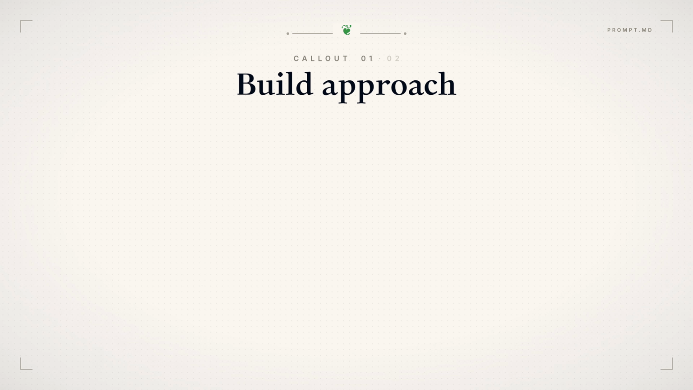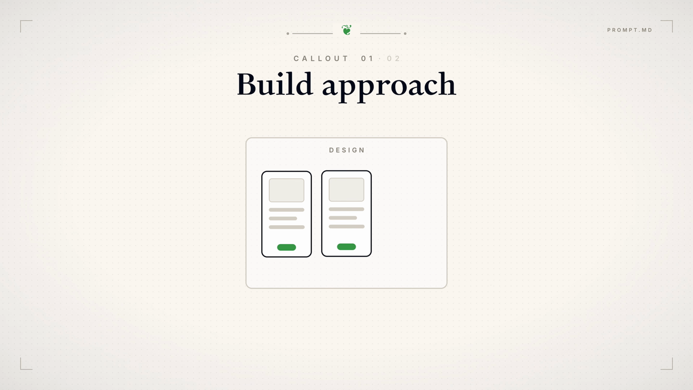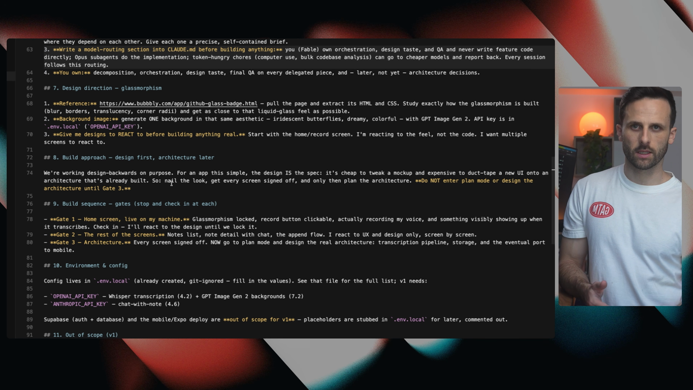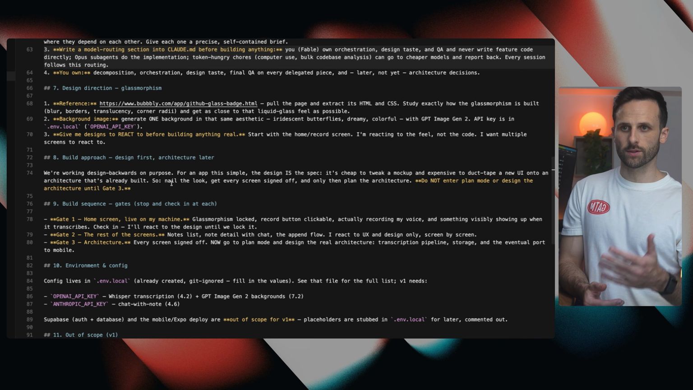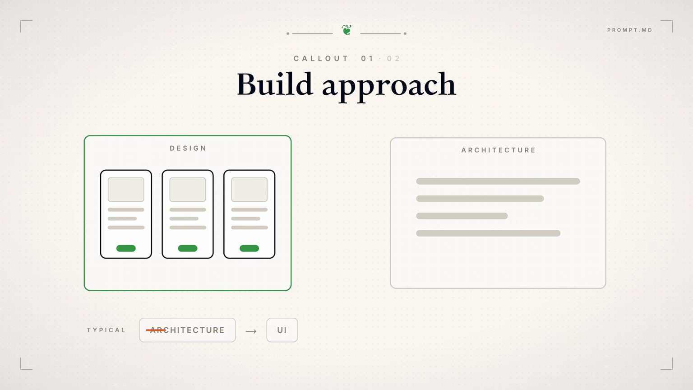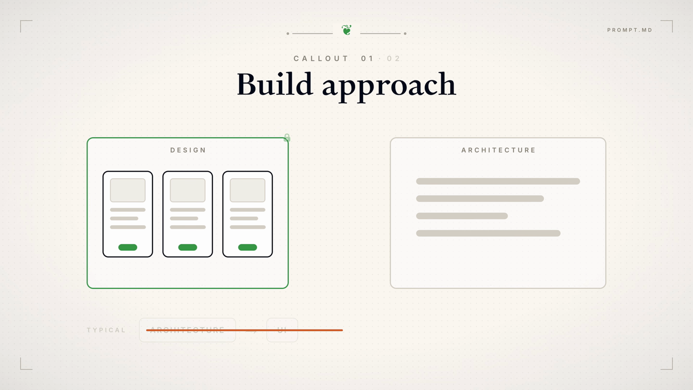First is this build approach. I'm asking Fable to output the design and the UI first and all of the app screens, which is backwards from what they typically say in software development. Normally it's architecture first and then the UI goes on top. But for a simple app like this, because the design is the product, I want to react to designs first, lock that in, and only then we can start building out the architecture.